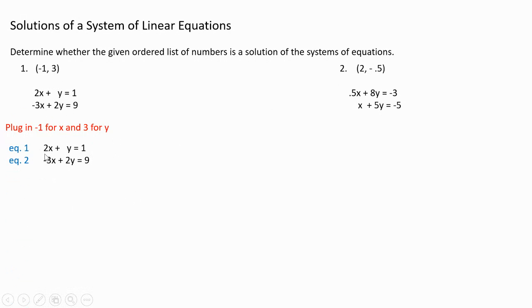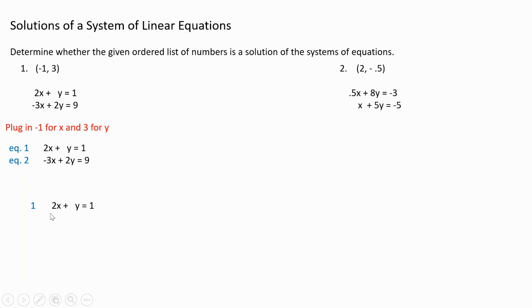When I teach this class, I like to say equation 1 and equation 2, or 1 or 2, because to me, it wastes too much time saying the equation 2x plus y equals 1. To me, that's too much wordage. So I'd rather say equation 1 or 1 and 2, okay?